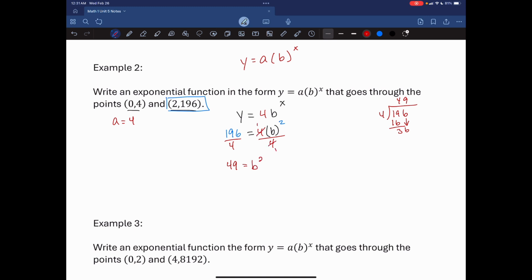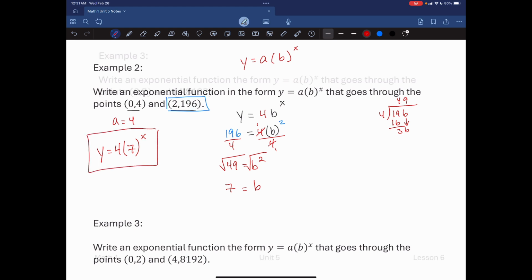So we need to undo our b. We want to get b by itself, so I'm going to square root both sides. We get that b is 7. Now we just need to go back to our original equation. We have y equals, we know our starting point is 4 and our common ratio is 7, and we're going to raise that to the x, and that is our exponential function.